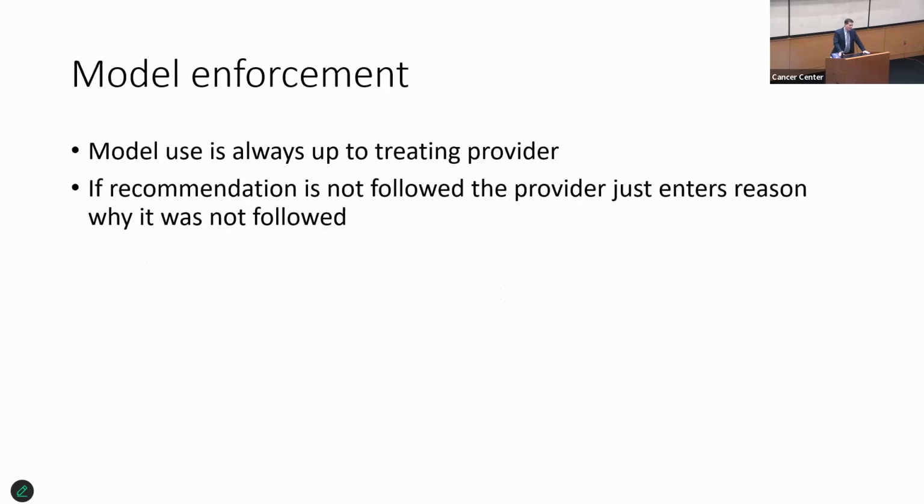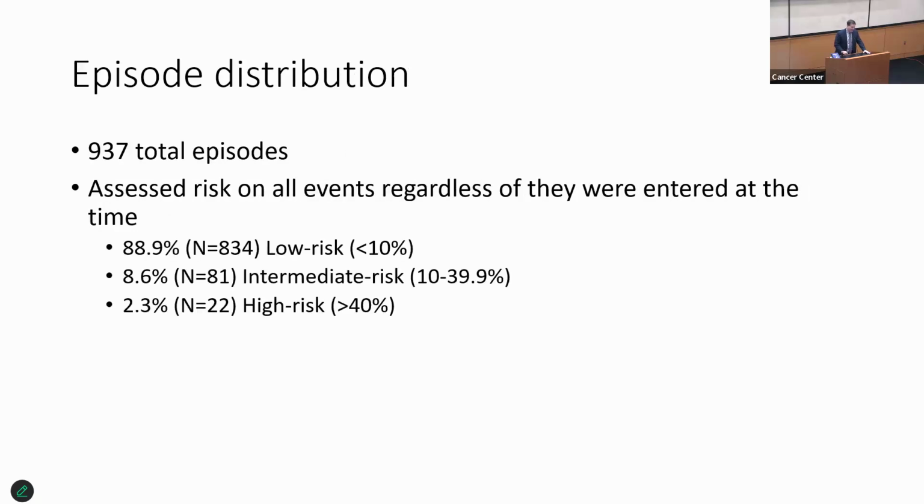We let model enforcement always be up to the treatment provider. If the recommendation wasn't followed, we just asked them to enter the reason why it wasn't followed. It's actually helped in the long run in getting people toward implementation, because I privately gathered this information and sent it to attendings that weren't following it, showing them their reasons for choosing other things and what the actual outcomes were. And it actually converted everybody. But I did it privately, not as public shaming, because if you publicly shame, they would dig in against it. If you do it privately, it can actually have the desired effect.